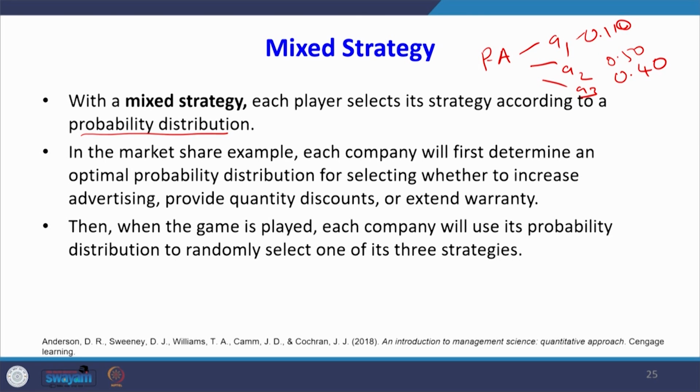So, in the market share example, each company will first determine an optimal probability distribution for selecting whether to increase advertising, provide quantity discounts, or extend the warranty. This probability distribution we are going to find out. Then, when the game is played, each company will use its probability distribution to randomly select one of its 3 strategies. So, this strategy is called a mixed strategy.